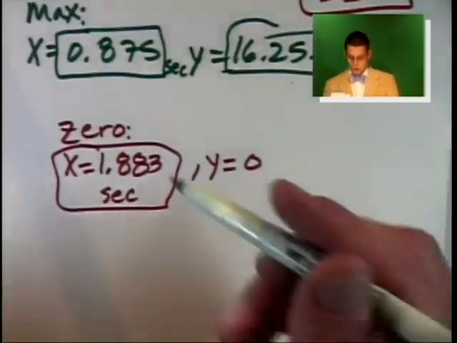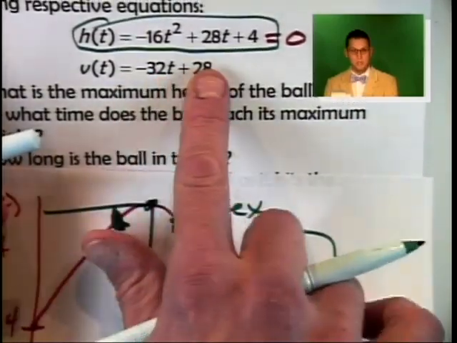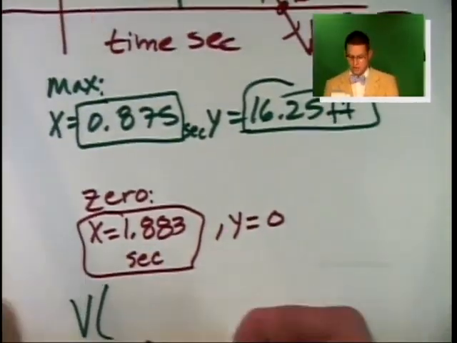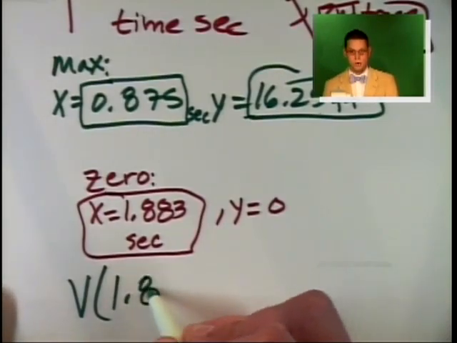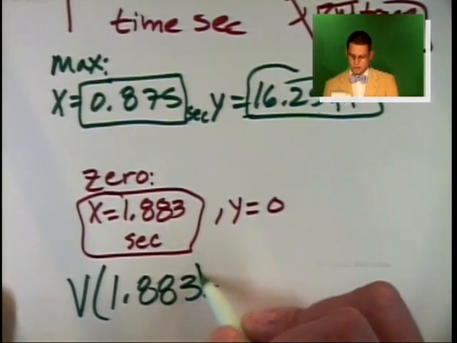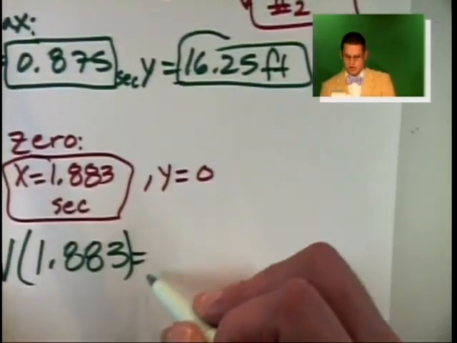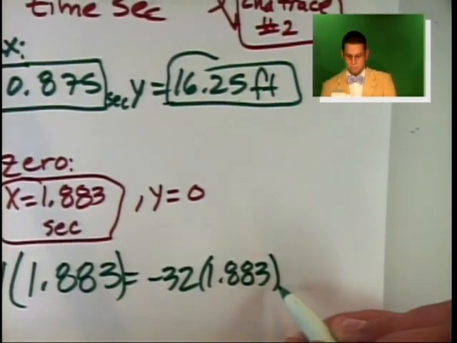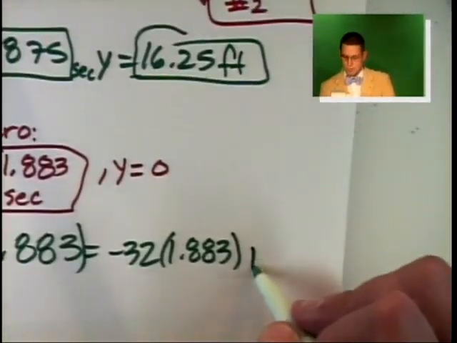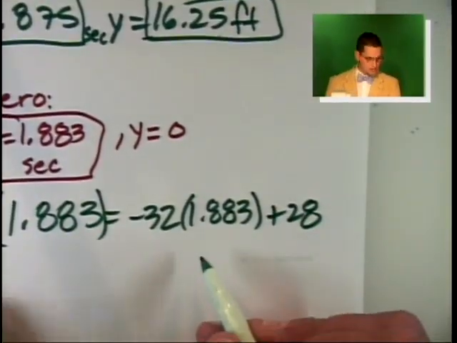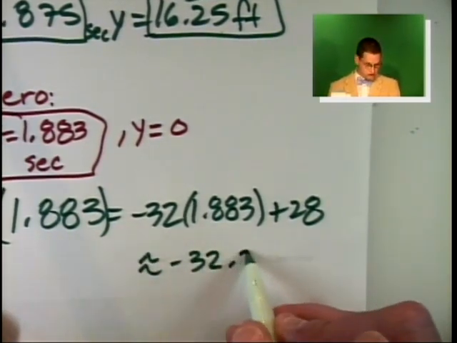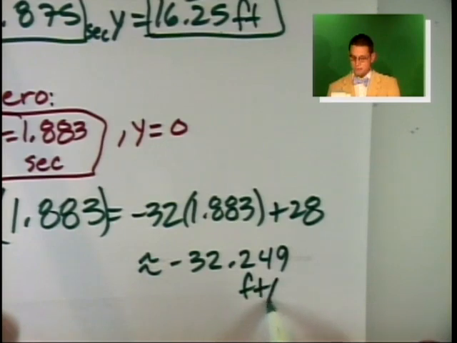And the last one, what's the velocity of the ball as it hits the ground? Well, all we have to do now is figure out what the velocity is, which, remember, is a little linear equation, by plugging in this time that we just found right here, 1.883. So the velocity evaluated at 1.883 is going to be negative 32 times 1.883 plus our 28. And with the help of a calculator, we punch that in there, and we get that it's approximately negative 32.249, and that's feet per second.